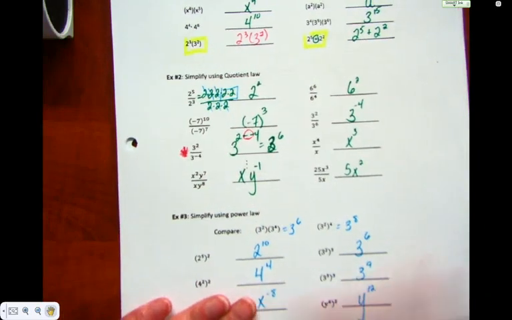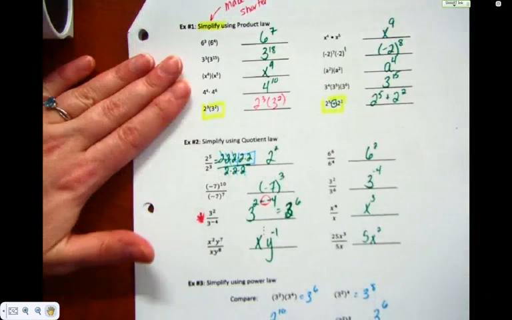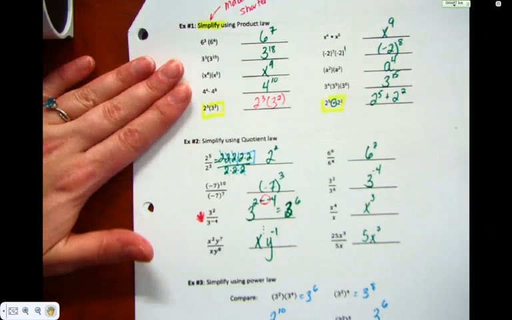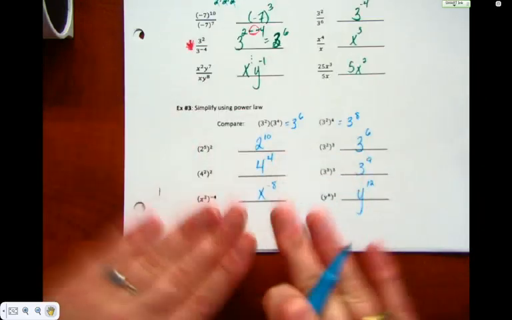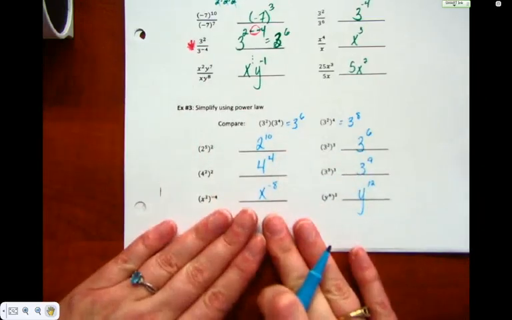I'm going to repeat that in case you're a wordy person. When there are 2 bases with product law, you add. If the question has 1 base, that's power law, and you multiply.